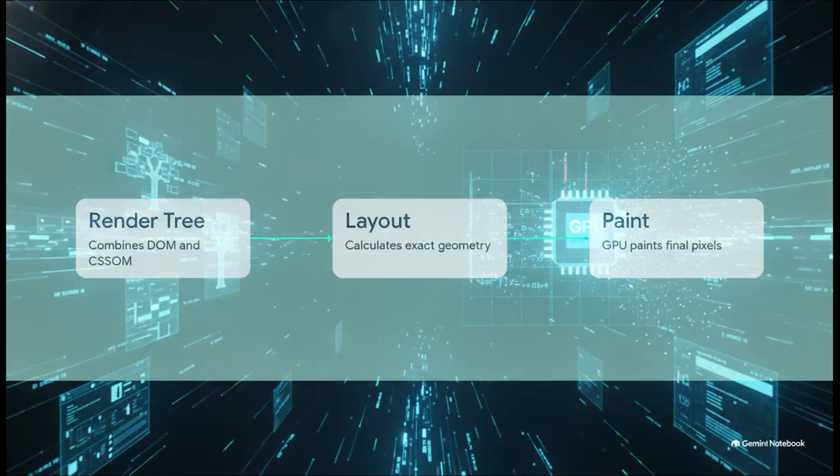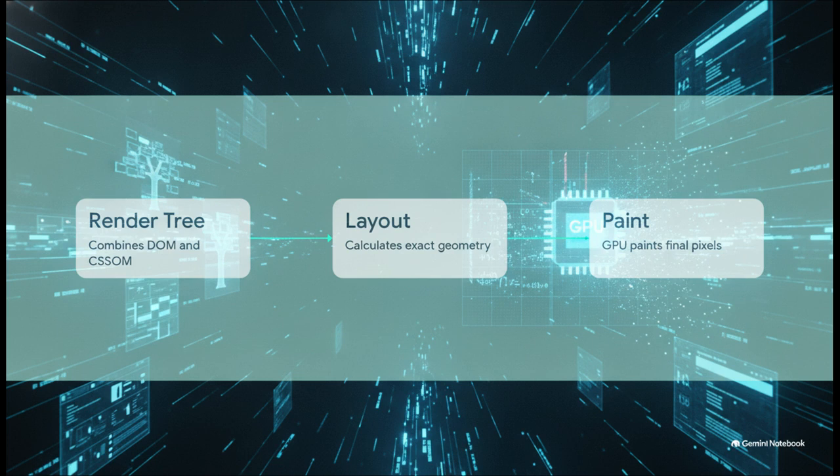We've reached the end of the journey, where structure and style finally merge to illuminate the screen. Let's break down these last few steps. In step 1, the rendering engine combines the DOM and CSSOM to create a unified render tree. What's super important here is that this render tree only includes visible elements. So if a node is styled with display none, it just gets completely dropped. Boom, gone.